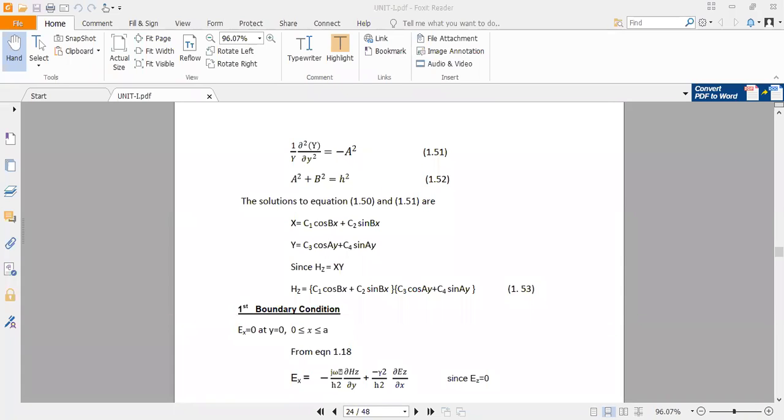What is attenuation in waveguide? There are two types of attenuation. One is reflective attenuation. Another one is dissipative attenuation. The difference between these two things is very, very important. This reflective attenuation is very predominant when the frequency of operation is less than the cutoff frequency.